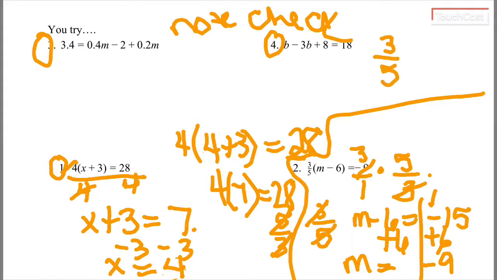Okay, let's check it out and see if that's right. 3/5 times negative 9 minus 6 equals negative 9. Okay, I'm running out of space here. All right, so let's do that. Let me get a little more room here. Let me actually add a new whiteboard, or clear my whiteboard so I can show you this.